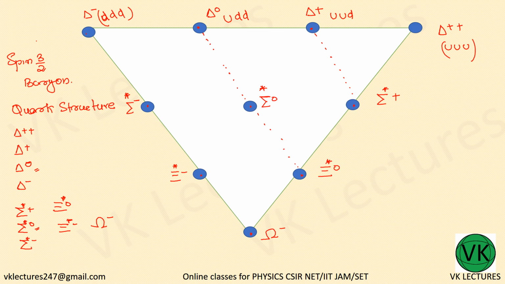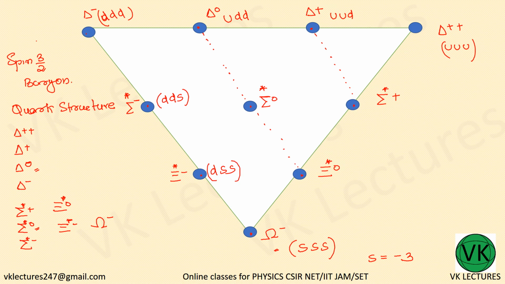And for the next one, sigma plus star, let us start from DDD and reach omega minus. So it starts from omega, which is SSS, and you can understand the strangeness of this omega minus is -3. So starts from DDD and you have to end here, so it will be DDS, DSS, and finally you reach SSS.